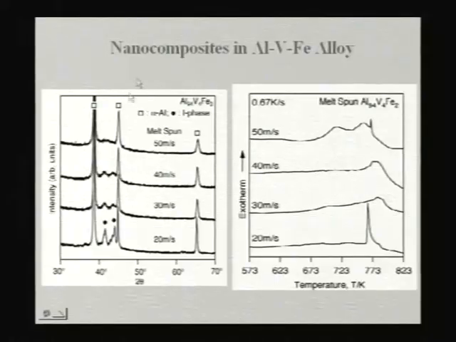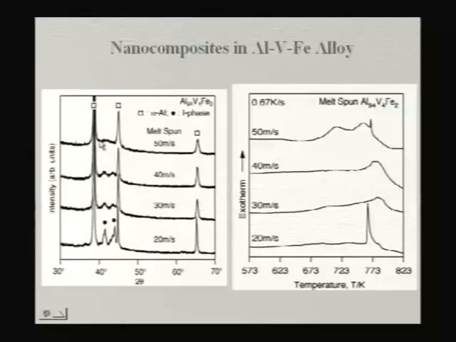So as a result, you can see that at low velocity what you end up with is aluminum peaks plus a quasicrystalline peak. So you get a mixture of aluminum plus nano quasicrystal here if you use a low cooling rate. If you use a high cooling rate, you have amorphous, you see a broad peak there, and aluminum.